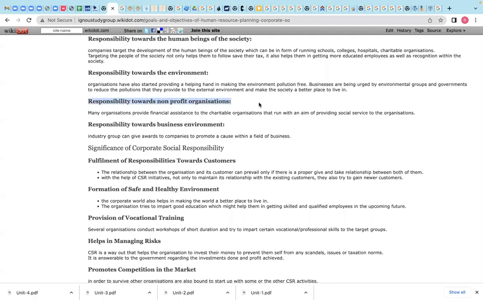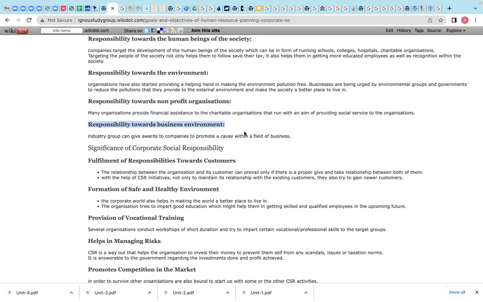So next is responsibility towards non-profit organizations. So this is like NGOs. There are already NGOs which are trying to help with child care or disabilities or whatever it is. So directly financing those NGOs. That means you are indirectly providing the social service, not directly.